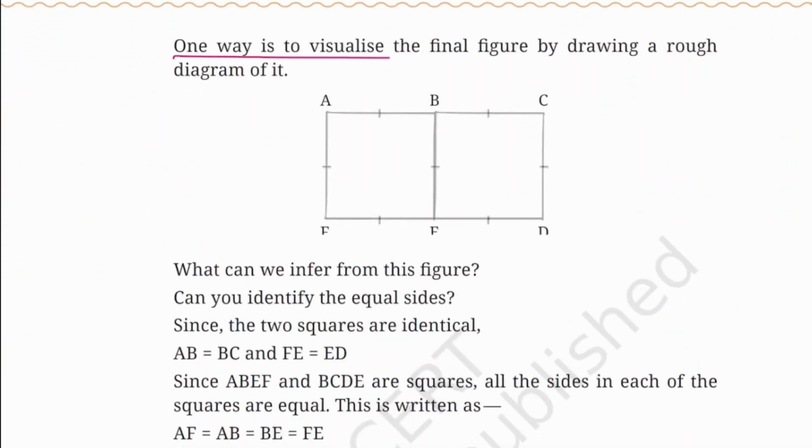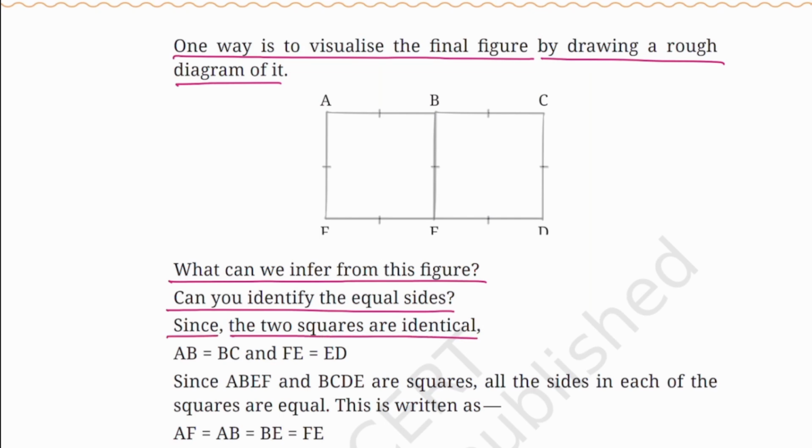One way is to visualize the final figure by drawing a rough diagram of it. What can we infer from this figure? Can you identify the equal sides? Since the two sides are identical, that is AB is equal to BC and FE is equal to ED, you can say these two squares are identical to each other.